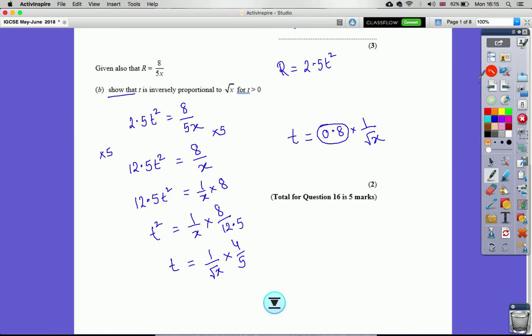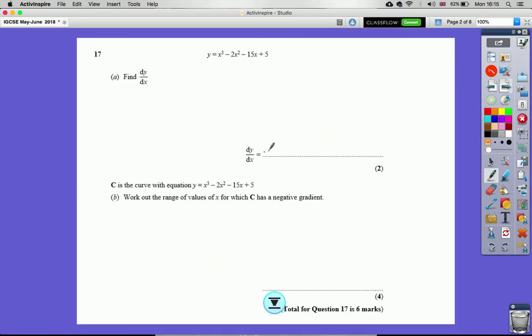Okay, so we move on to the next question. Here we have got a differentiation question, dy dx of x cubed minus 2x squared minus 15x plus 5. So if I do dy dx, that x cubed becomes 3x squared. This will become minus 4x minus 15. So you write here 3x squared minus 4x minus 15.